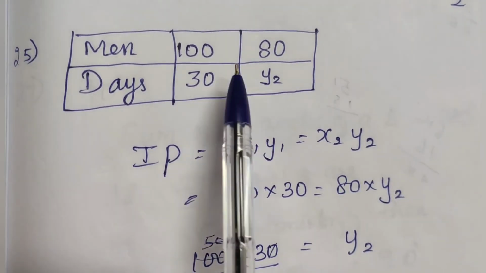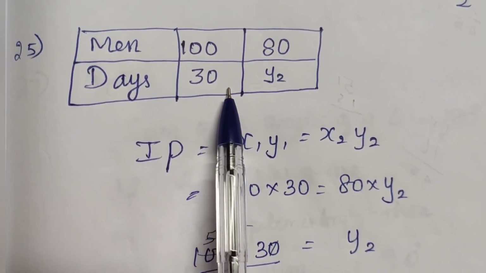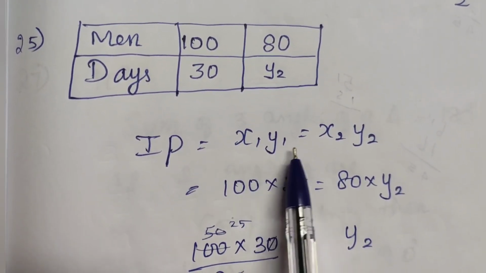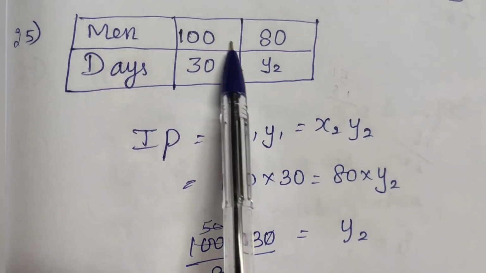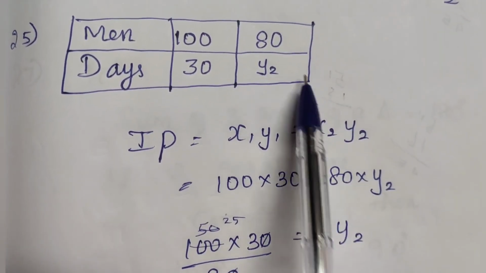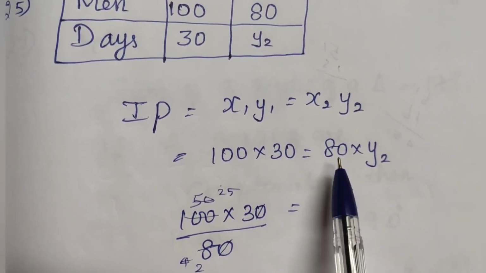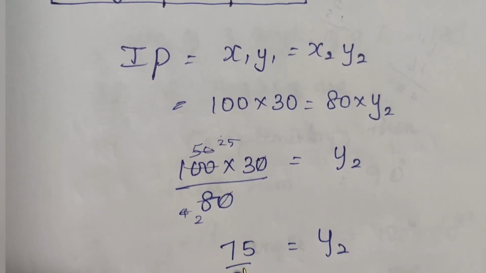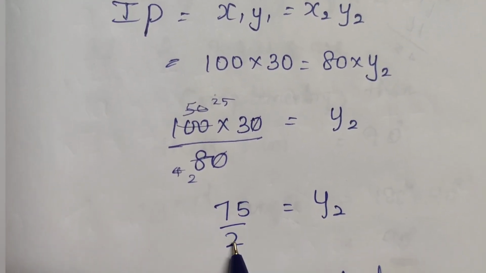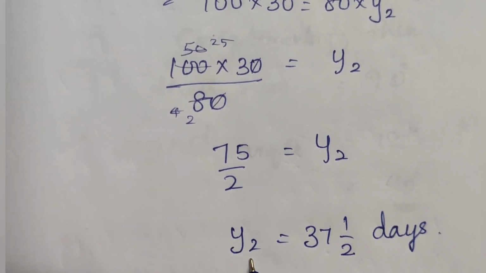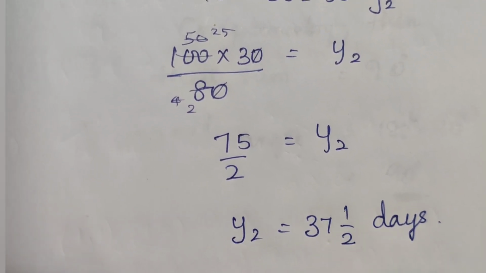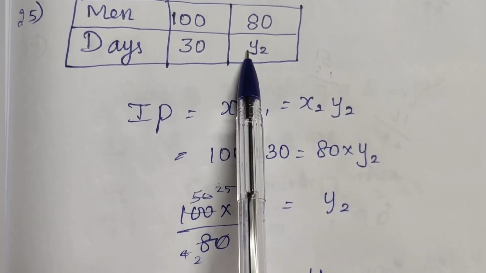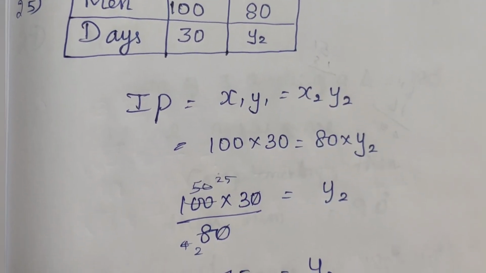When one quantity increases, the other quantity decreases. This is inverse proportion. The formula for inverse proportion is x1 y1 equals x2 y2. x1 y1 is 100 into 30 equals 80 into y2. y2 is equal to 100 into 30 by 80. On solving, we get y2 is equal to 75 by 2. As a mixed fraction, y2 is equal to 37 1 by 2 days. So 100 men can eat for 30 days and just 80 men can eat for more number of days, 37 and half days.